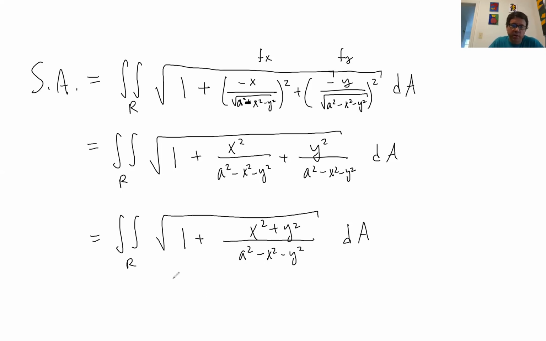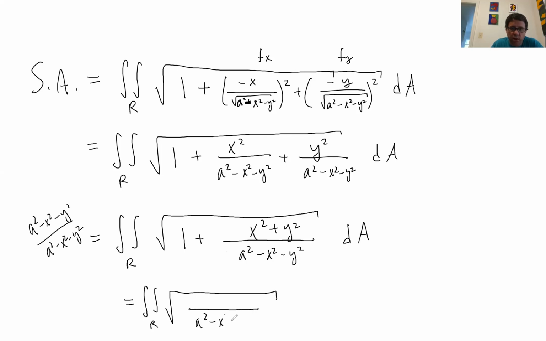And actually, why don't I just get a complete common denominator here? So I have to multiply this 1 by a squared minus x squared minus y squared over a squared minus x squared minus y squared in order to get the common denominator. Put the common denominator together, and what are you going to get? You're going to get the square root of a squared minus x squared minus y squared in the denominator. But what's going to be on the top? The top will be a squared minus x squared minus y squared plus x squared plus y squared. So you just get a squared, dA.